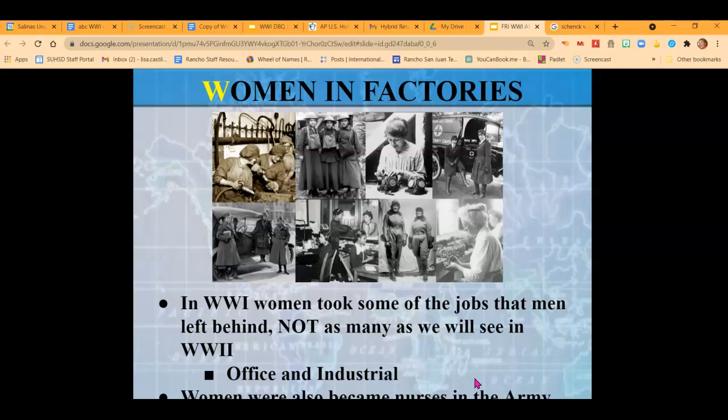They did become part of the army. They were army, not officers, but nurses, and they did a bunch of clerical stuff, but a lot of nurses. And they worked in ammunition plants and creating things like the masks and the uniforms and things that the men wore.